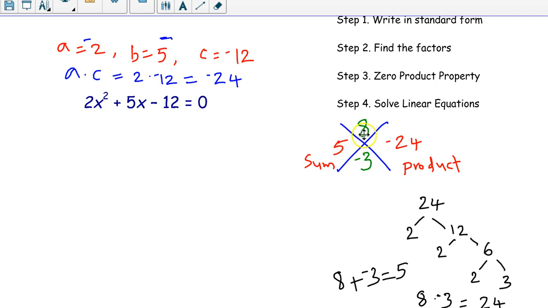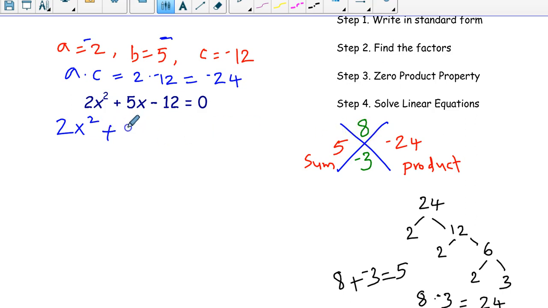Okay. Now we'll break down this given quadratic equation 2x square plus 5x minus 12 by separating this 5. I want to write 5 as 8 minus 3. Okay, so let us see. I have 2x square plus 5x, that I want to write as plus 8x.